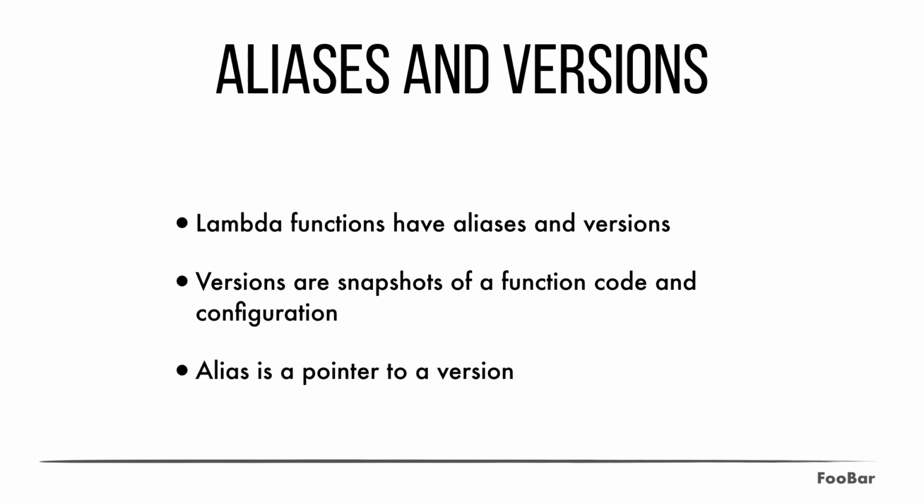Versions can be used effectively with aliases. An alias is a pointer to a version. An alias has a name and an ARN. You can use that ARN to invoke the function at the right version.